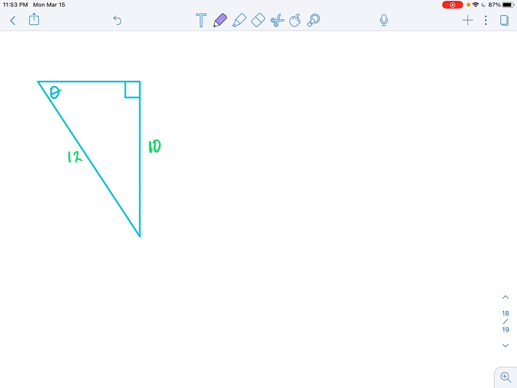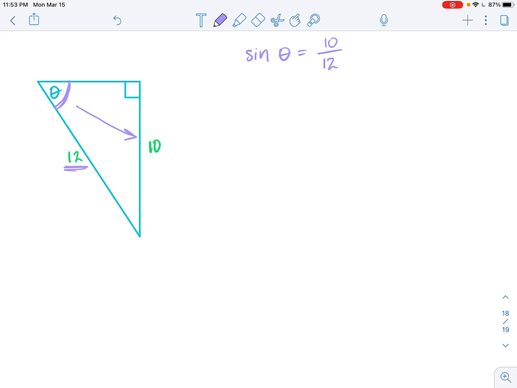In this example, we know 2 of the side lengths in this right triangle, and we're looking for theta. So we're looking for this angle measure. I'm still using sine here because I know the opposite length is 10 and the hypotenuse is 12. So I'm still applying this same equation. Sine of theta is equal to the opposite side length, which is 10, over the hypotenuse, which is 12.